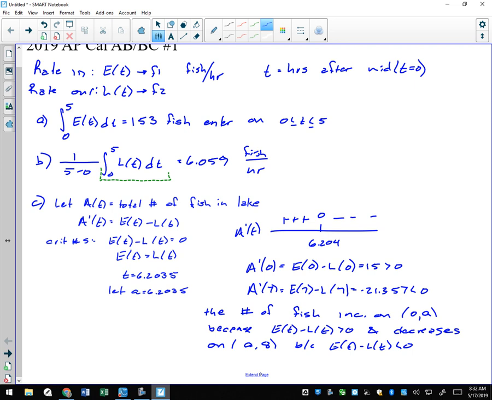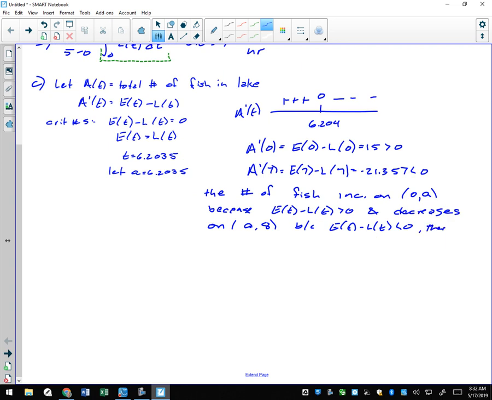Therefore, the maximum occurs at t equals 6.2035 hours after midnight. You could also say, well, I was going to say 6 something a.m., but I don't want to convert 0.2035 to time on a clock. So that many hours after midnight, and there is our final answer.